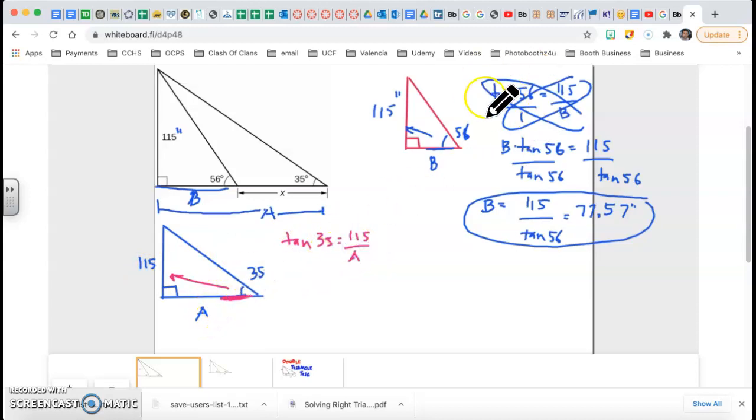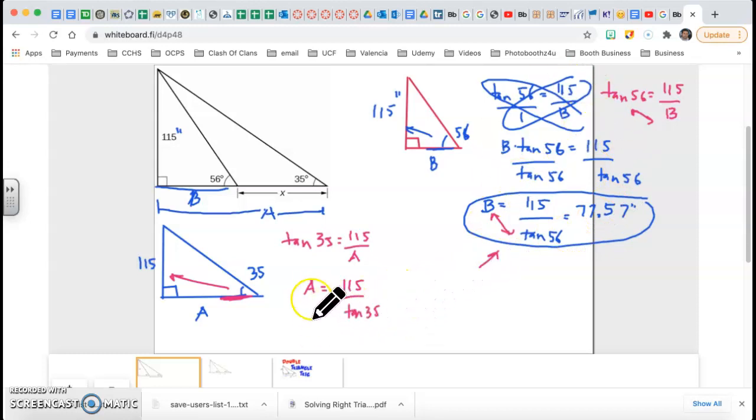Again, look at this. I started here with tangent of 56 equals 115 over b. And look what I got here. The 115 is in the same position. The only two that flipped were b and tangent. So that's a shortcut when you have something like this. Tangent equals 115 over a. I flip the tangent 35 and the a, and my a is equal to 115 over tangent of 35. If you get confused here, please go back and do the cross multiplication.